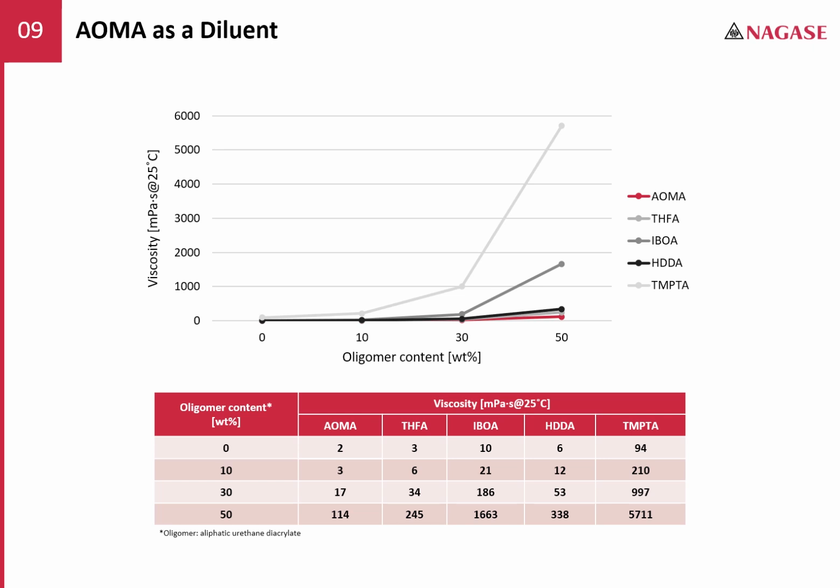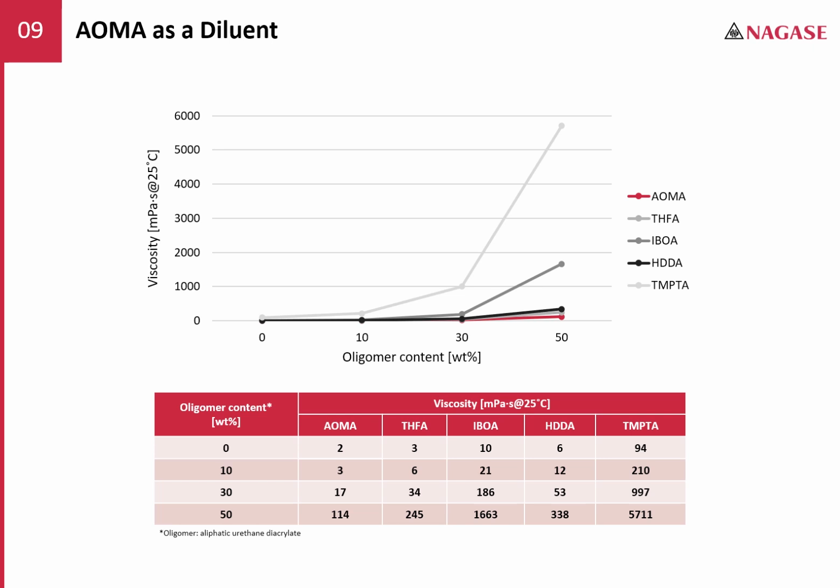The oligomer, by the way, is an aliphatic urethane diacrylate. And we see TMPTA, a very common monomer that we use, starts out extremely low, but as you start going up to, say, 30% or 50% oligomer, the viscosity starts to shoot up quite high. THFA and IBOA are quite a bit more effective. But AOMA is probably the best diluent of these combinations.